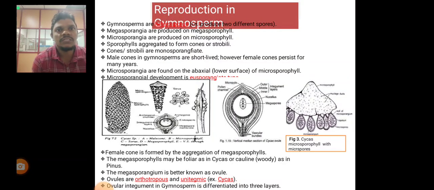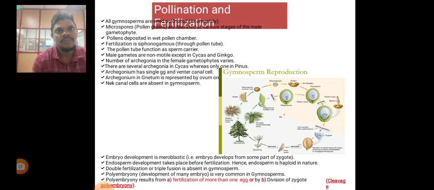The female cone is formed by the aggregation of megasporophylls. The megasporophyll may be foliar, as in Cycas, or woody, as in Pinus. The megasporangium is better known as the ovule. The ovules are orthotropous and unitegmic, for example in Cycas. The ovule has an integument, differentiated into three layers. In all gymnosperms, the microspores, that is pollen, are deposited in the pollen chamber.